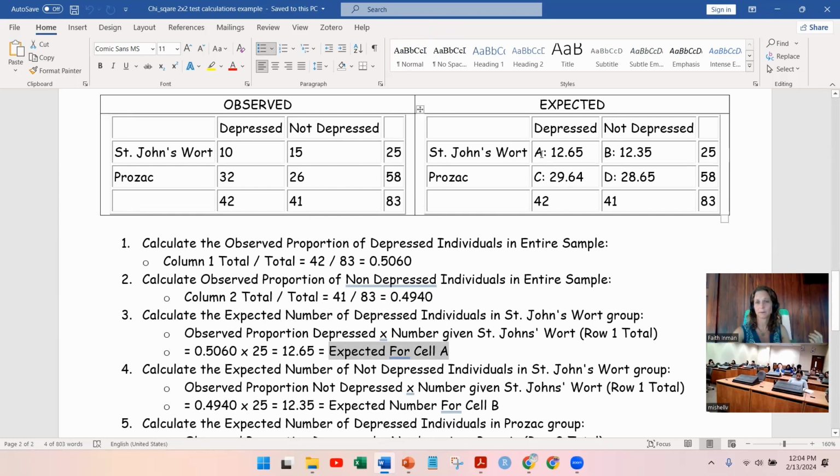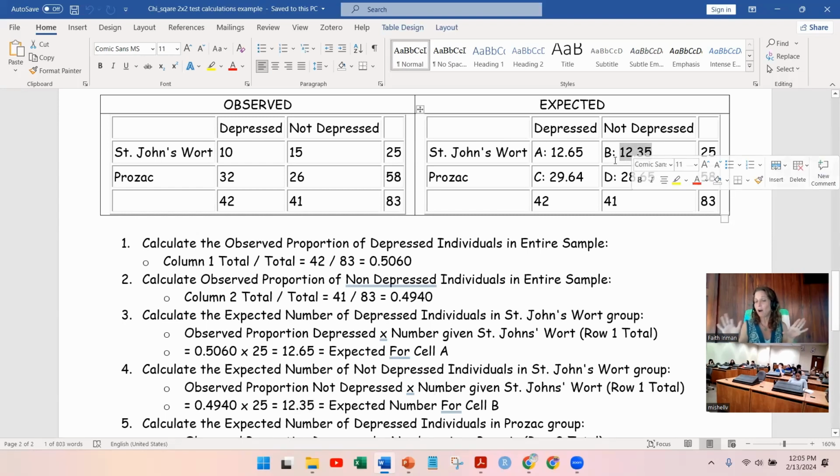Remember, cell A is here. Multiply those two together, you get 12.65, and you pop that up here. You see how this is going to help you do your homework. Then to calculate the expected number of not depressed individuals in the St. John's wort group, you take your observed proportion of not depressed individuals, 0.490, right here, times 25 again, because that's your total number in the St. John's wort group. And you get 12.35, and that's your expected number for cell B.